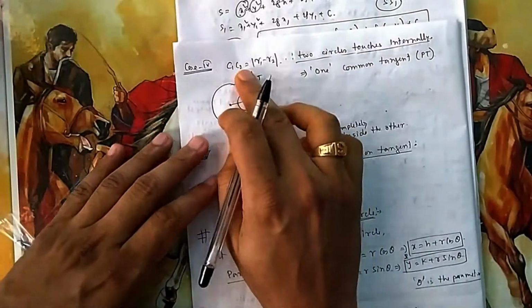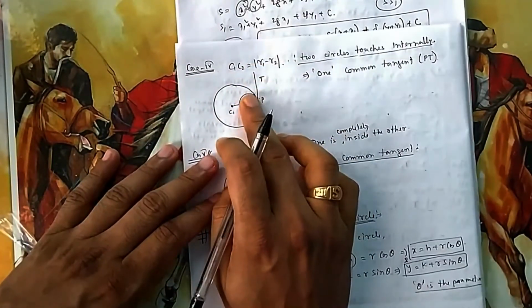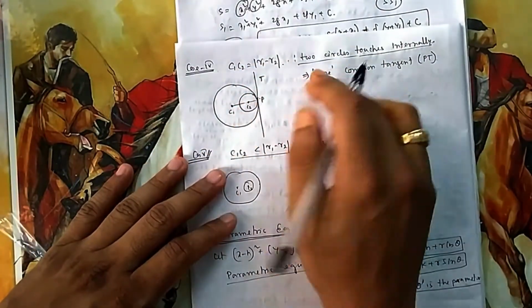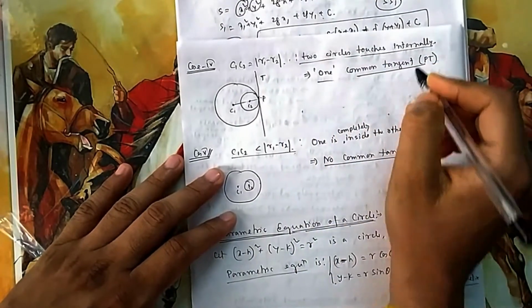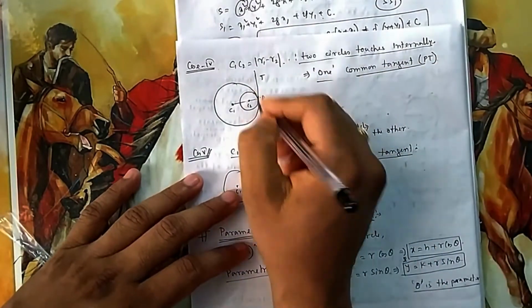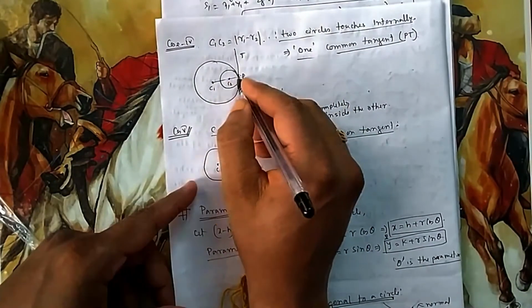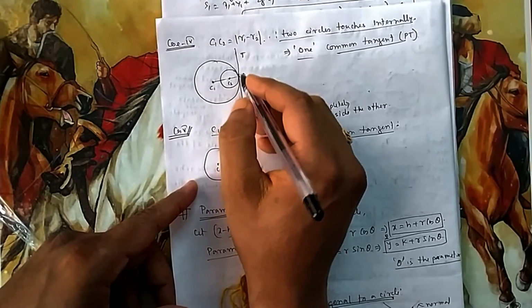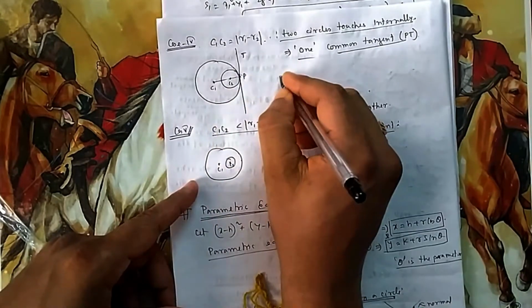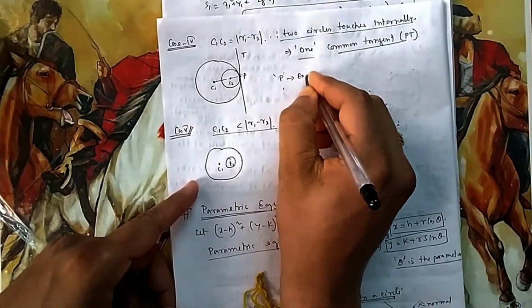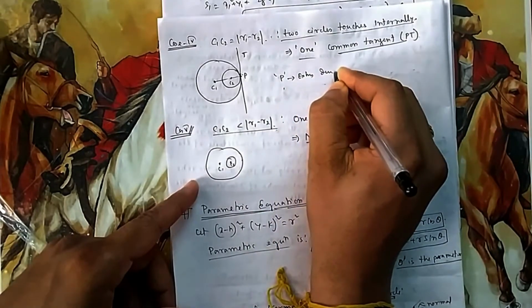Case 4: if this is equal, as we have discussed, then the circles touch internally. If they touch internally, then there is only 1 common tangent. There is no DCT or TCT, only 1 tangent is there. That's it. Here you can say P divides C1 C2 in the ratio of R1 and R2, because it is dividing here externally. Here P is dividing C1 C2 externally.